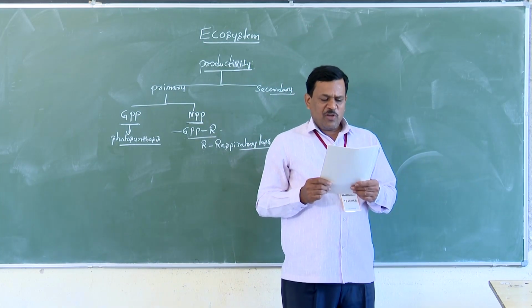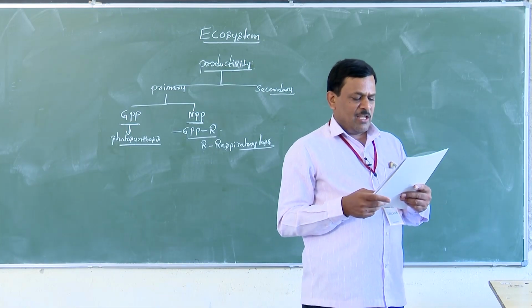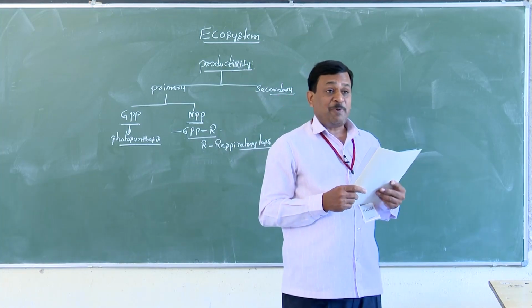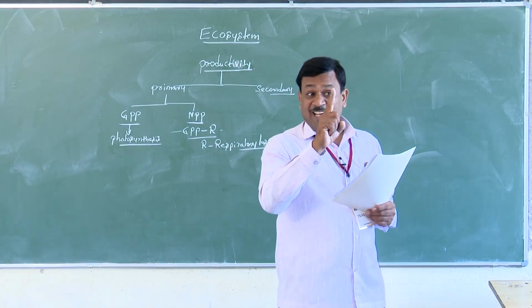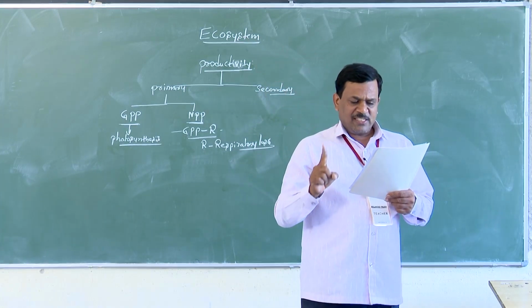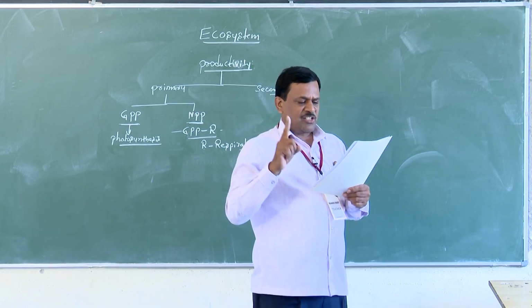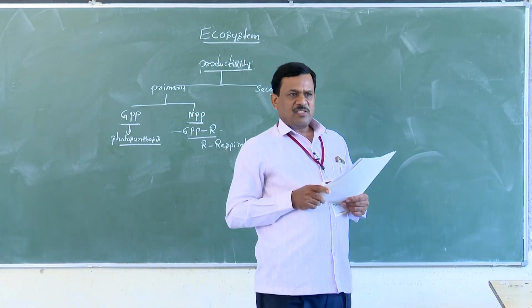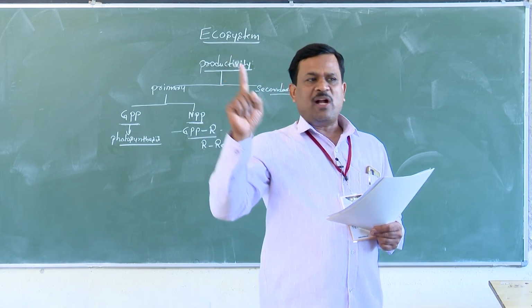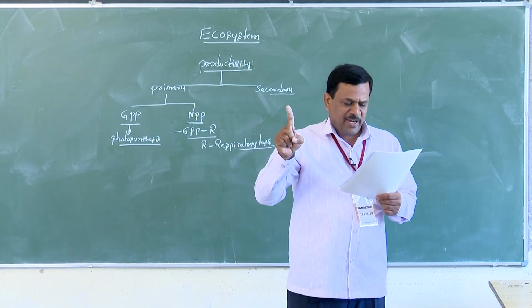Next one, pioneer species of xerarch and hydrarch succession respectively. The first species is called the pioneer species. The climax species is the end or last species. Xerarch succession means succession on bare rock. Hydrarch succession means succession in water, such as a pond.